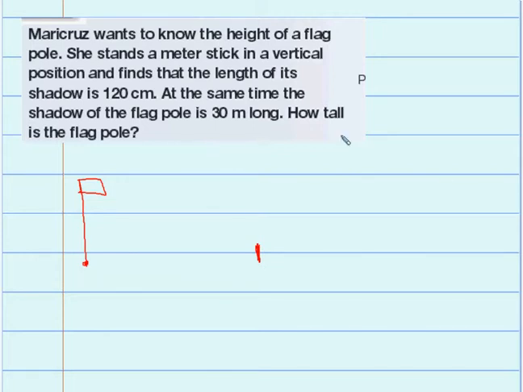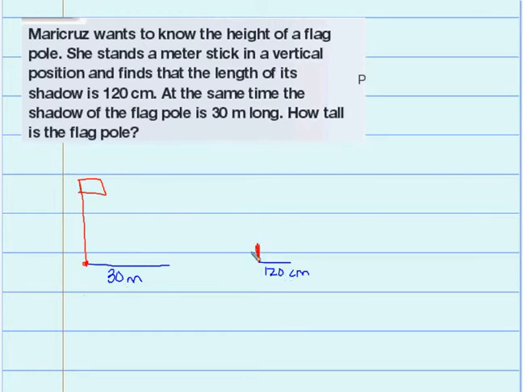The length of its shadow is 120 centimeters. And then I label that. I also know the shadow of the flagpole is 30 meters long. Now, these do not have to agree in units. However, the units that you use in each of the triangles has to match.